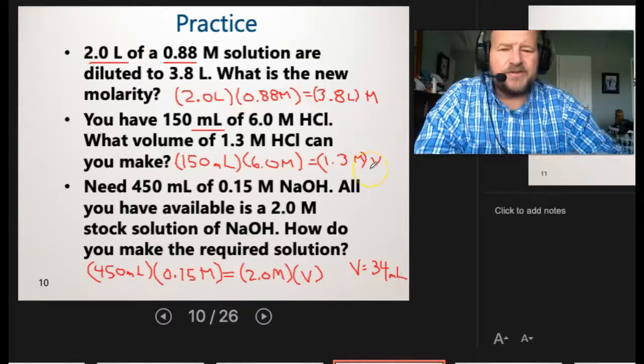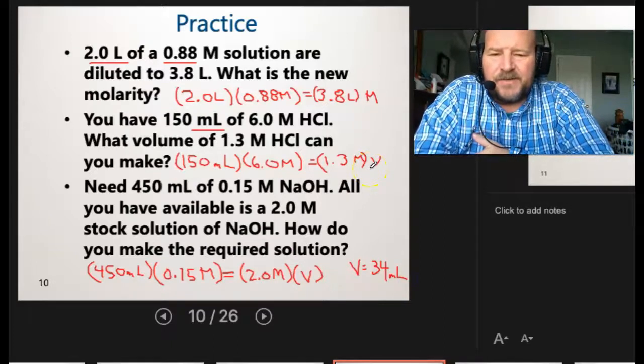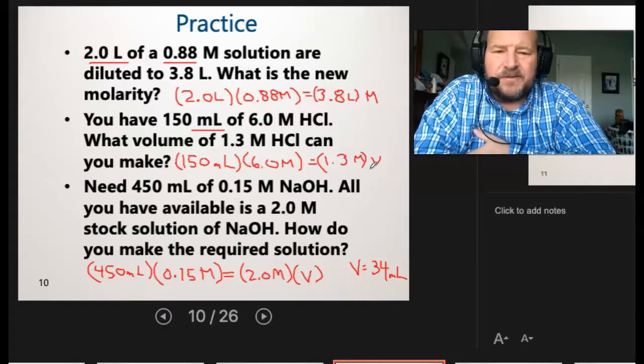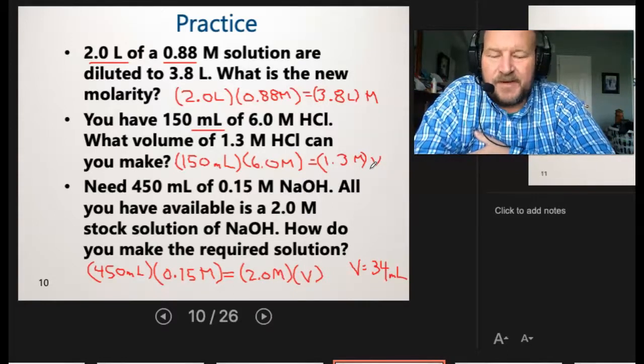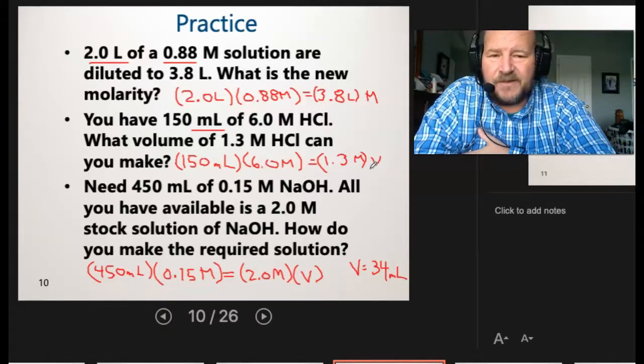And again, to answer this question, we actually have to have a couple statements here. Because this is how do you make the required solution, what we would say is that we would take, let's see, we need 450. So we're going to take 150 milliliters of water and put that into a volumetric flask. Then we're going to add 34 milliliters of the 2.0 molar stock solution. And then we're going to fill to a final volume with solvent of 450 milliliters.